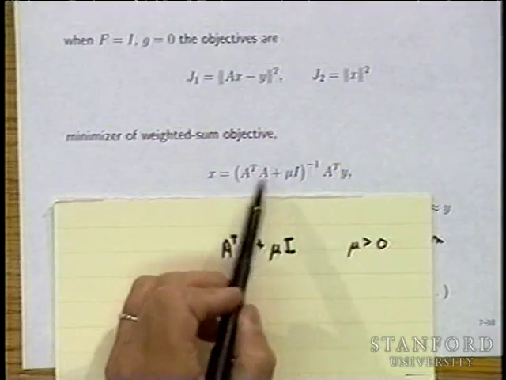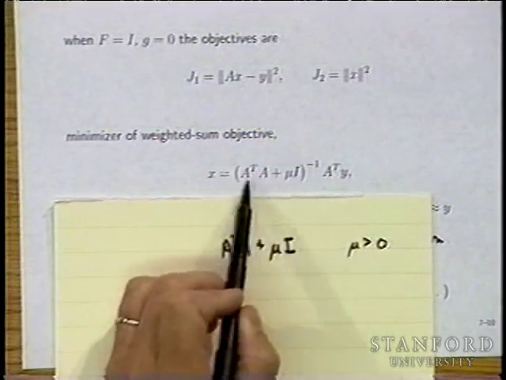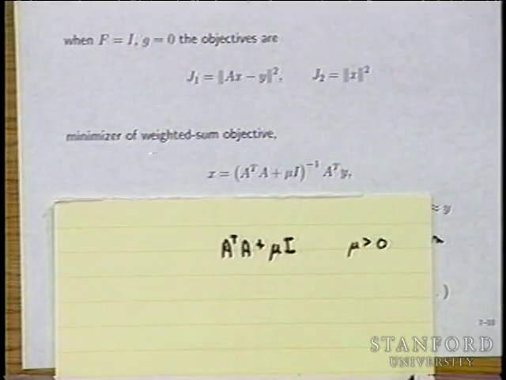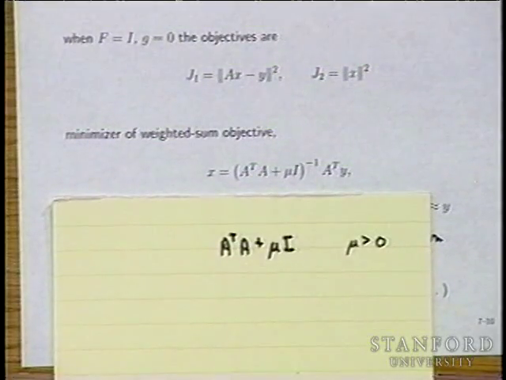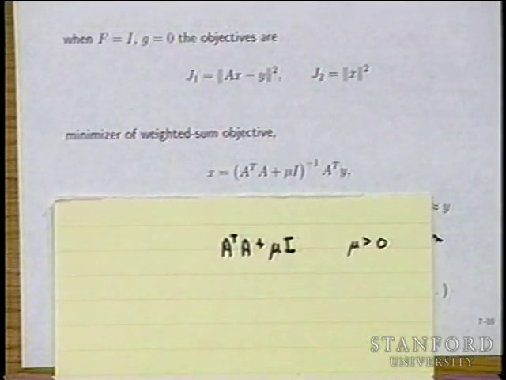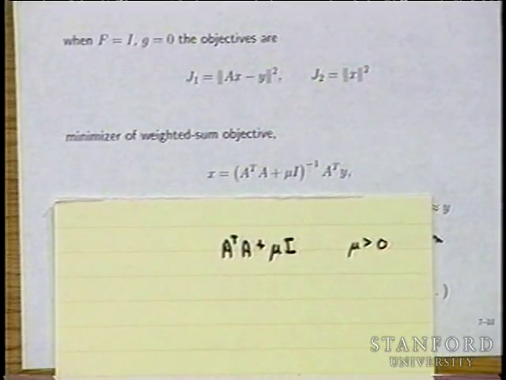But let me justify why this matrix here is in fact invertible, provided mu is positive. And totally irrespective of A. I don't care about the size of A, I don't care about the values, rank, couldn't care less. Let's check.